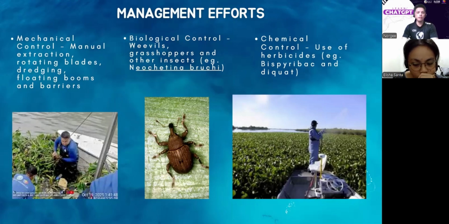the water hyacinths. And for biological control, two types of weevils have been deployed, and grasshoppers and other insects like Neochetina bruchi were successfully infesting and eating water hyacinth. And for chemical control, the use of herbicides, for example, Perimac and Diquat, are being used to control these invasive species.